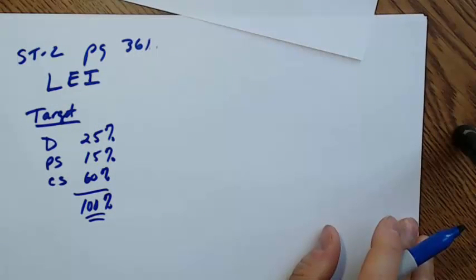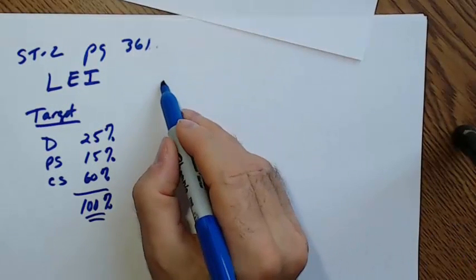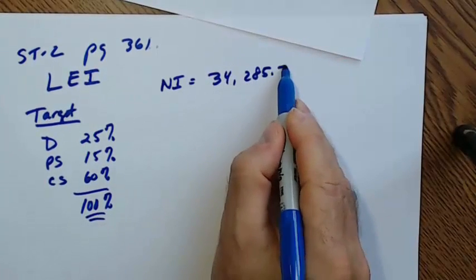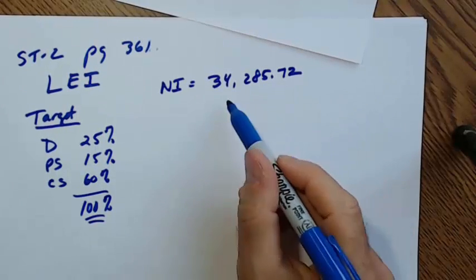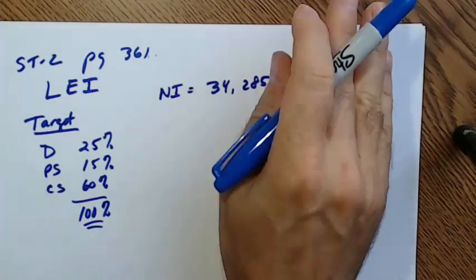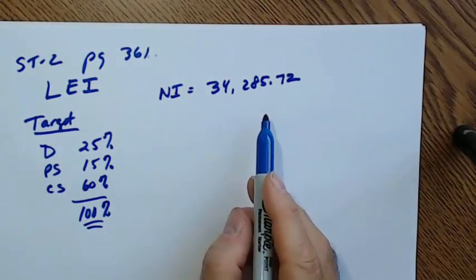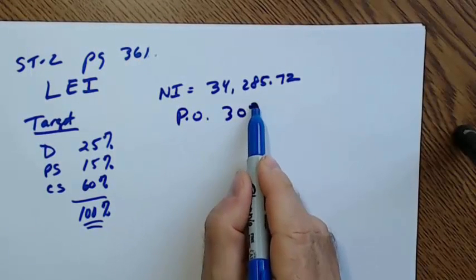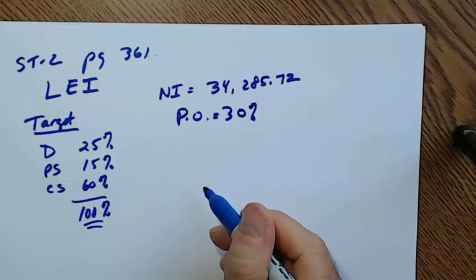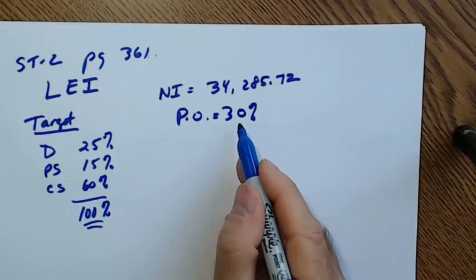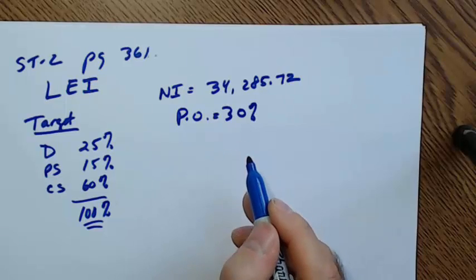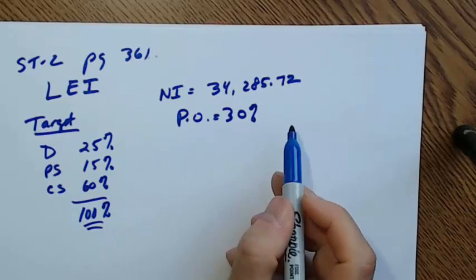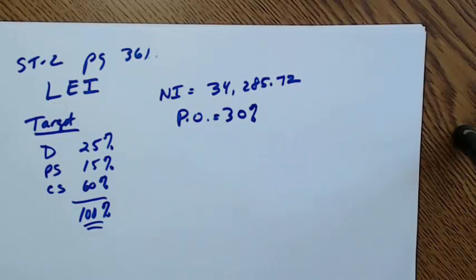Now it's giving you other information. LEI's net income for the year is going to be 34,285.72. That net income number will help us determine the break-even point, as I'll show you in a little bit. The company has a payout ratio of 30%, meaning out of every dollar it earns, it pays out 30 cents in dividends, which means it retains 70 cents per dollar. So payout is 30%, and retention, to plow money back into the company, is 70%.